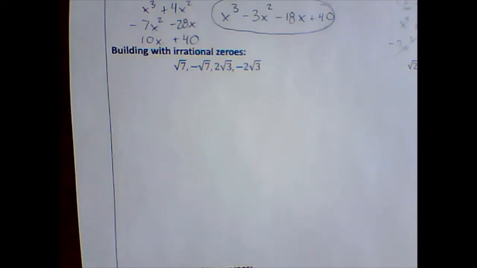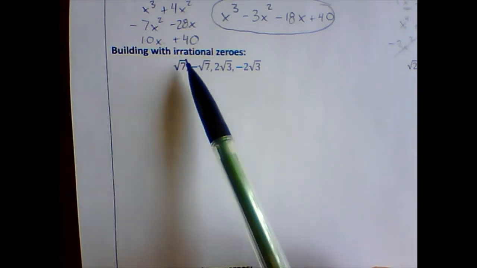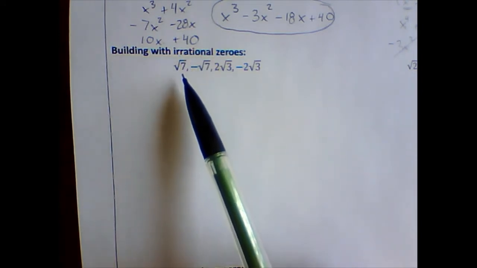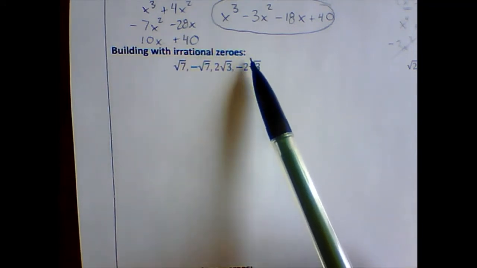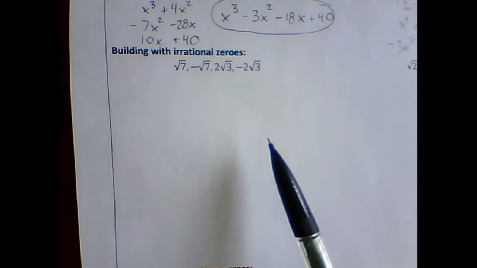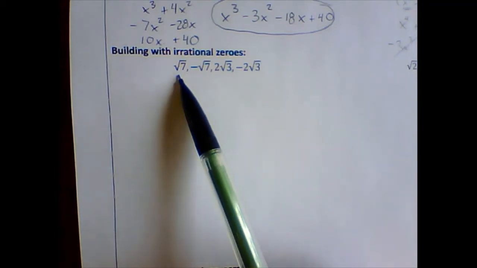All right, it is time to get crazy. We're going to work with zeros that are irrational. That means they're not integers. They are decimals that don't end, and usually they come in the form of square roots. So we have a bunch of square roots.